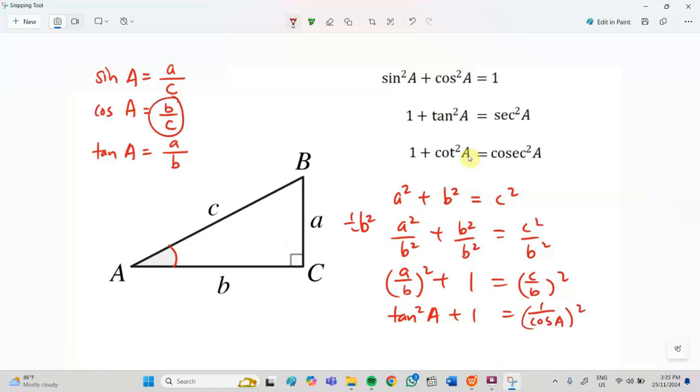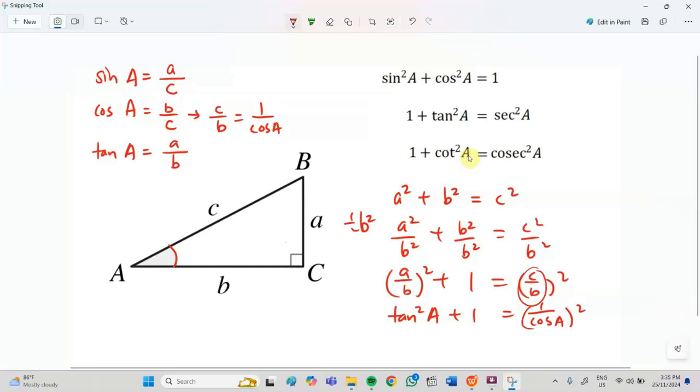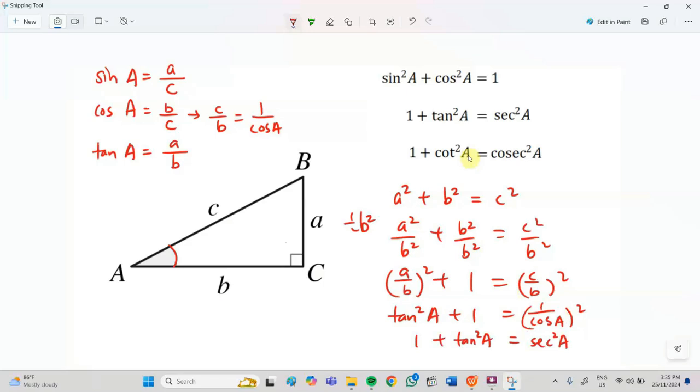Because b over c is cosine, so if we flip this c and b, the numerator and denominator, c over b, it is 1 over cosine a. Okay, so hence c over b is 1 over cosine a, which is secant a. We have squared here, and we can rearrange this such that it matches the identities given here.